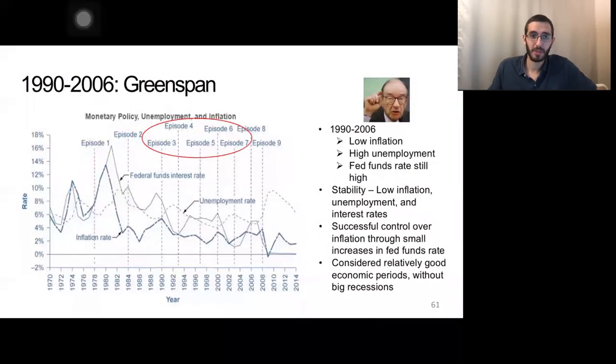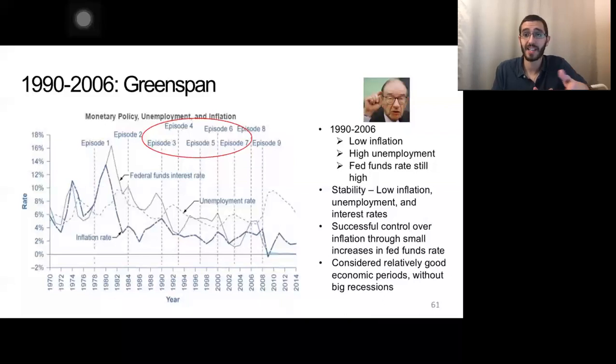Then came episodes 3, 4, 5, 6, and 7. That's pretty much known as a stable period. The country was growing, inflation was pretty much low and it was being controlled well. Unemployment was not too bad, but they were still trying to manage it and lower it to get to lower levels. So a little bit more stability than before, relative to the 70s and 80s.